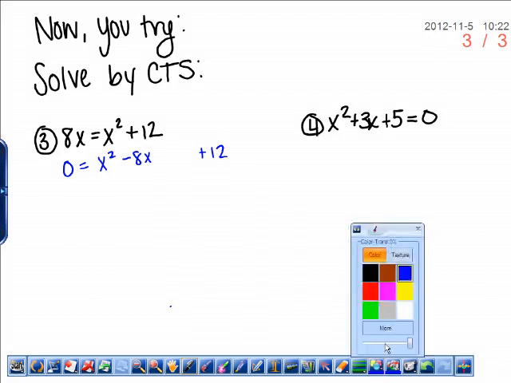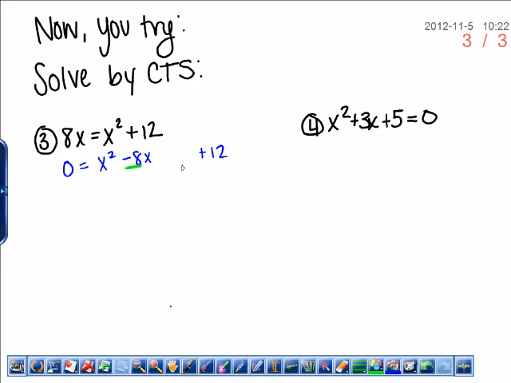All right, so what's our b value? Negative 8. So half it. What do we get? Negative 4. Box it, square it, and we get 16. So I need to add 16 and subtract 16. So this is what gives me x. Look at your box number. It's negative 4, so x minus 4 squared. And then plus 12 minus 16 gives me negative 4. Everyone okay with that? Did you find your mistakes?